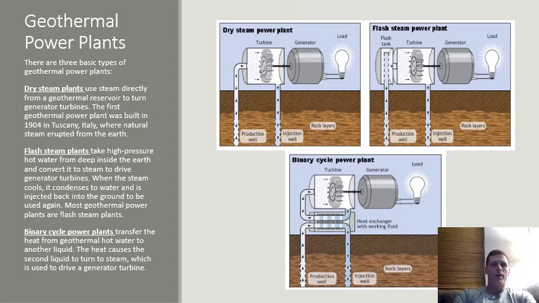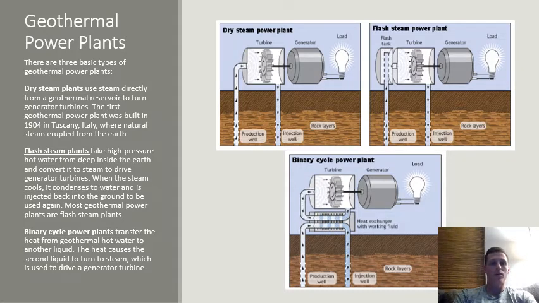So for the geothermal power plants, we have 3 basic types. We have your dry steam plant, a flash steam plant, and the binary cycle power plants. A dry steam plant uses steam directly from a reservoir to turn generator turbines. This was the first system developed, and the first one was ever built back in Tuscany, Italy in 1904, where you had a natural steam geyser coming up, and they were able to harness that energy.